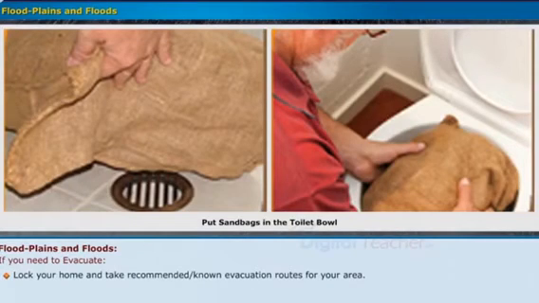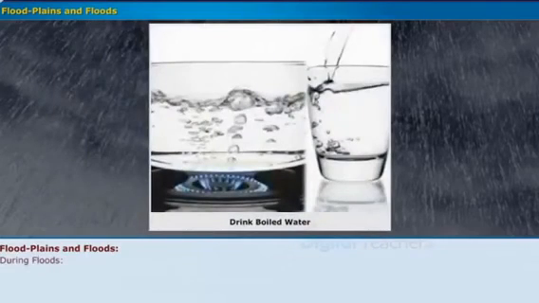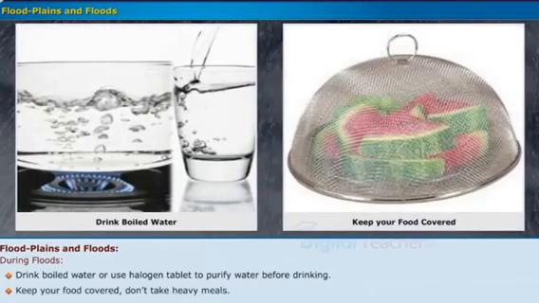Lock your home and take recommended or known evacuation routes for your area. Do not get into flood water of unknown depth and current. Let us have a look at the precautions to be taken during floods. Drink boiled water or use halogen tablet to purify water before drinking. Keep your food covered. Don't take heavy meals.